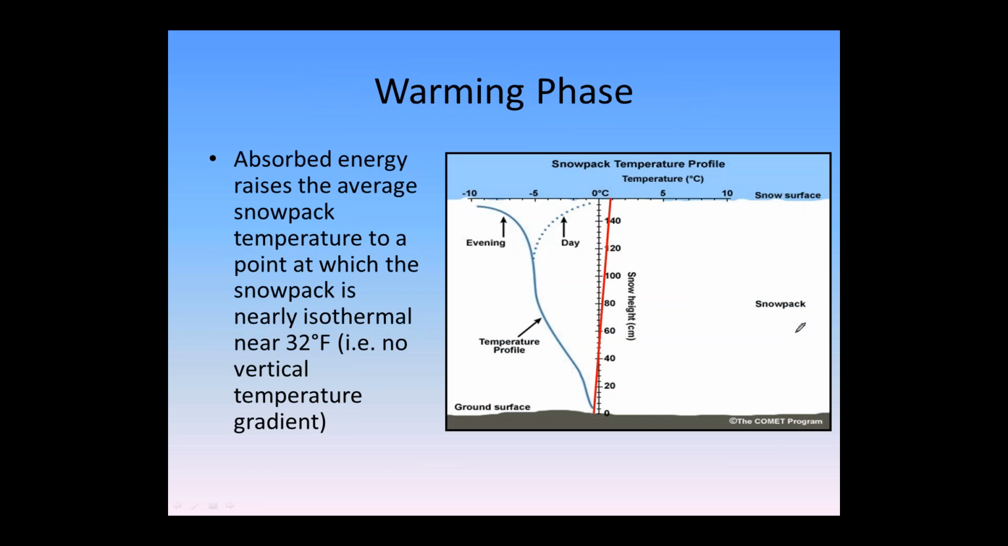The warming phase is pretty much what it describes. The absorbed energy raises the average snowpack temperature to a point at which the snowpack is nearly isothermal, near 32, no temperature gradient. So it's kind of like that ripening phase, but it's actually just the snowpack process of warming and raising in temperature. This is when those graphs start tumbling off the edge, when you start losing your snow depth. The snow is warming, it's getting more dense, and it's compacting. And I'll illustrate this to you in a little bit on some other data. So first phase, warming phase.